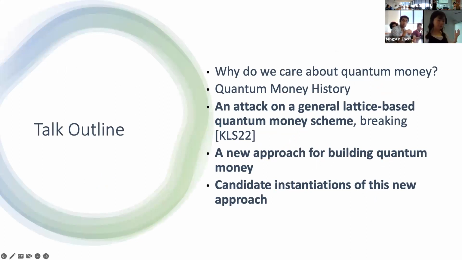This is an outline of today's talk. I will first talk about why we care about quantum money and its importance in quantum cryptography, then give a brief history of works on quantum money, and then I will talk about the main results of our paper. The first one is an attack on a recently proposed money scheme, and we generalize it to rule out a class of quantum money from lattices. The second is a new approach for building quantum money, which generalizes a framework from a past work on quantum money. We also give a candidate instantiation of this new approach.